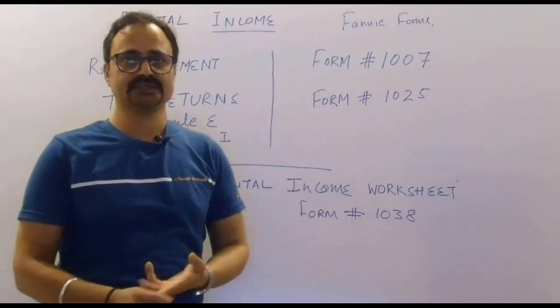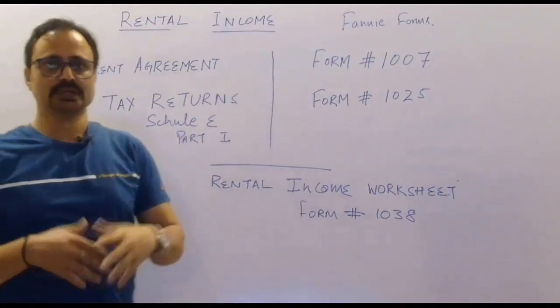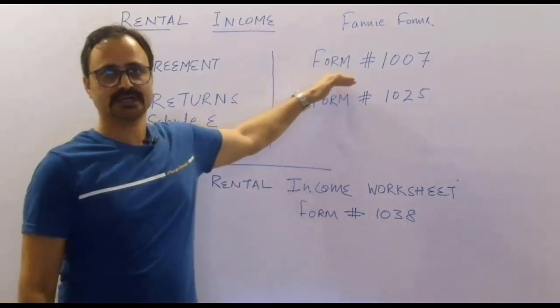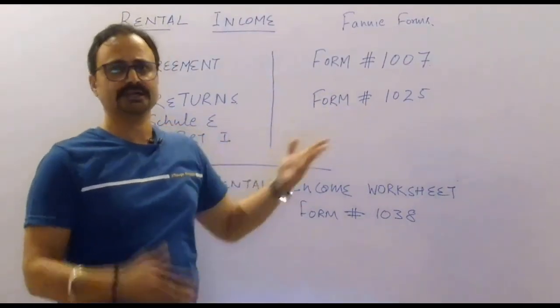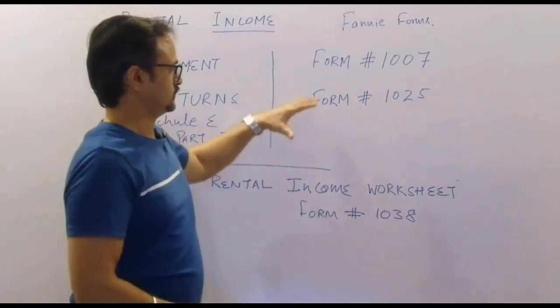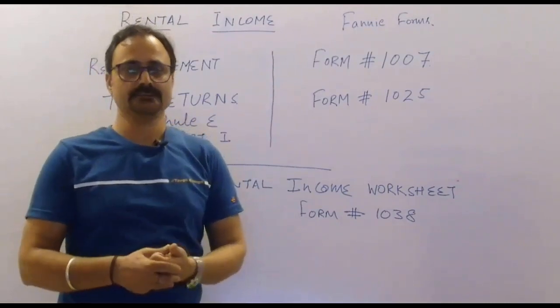Mostly you must have seen, sometimes you receive a rental agreement, sometimes you calculate income from tax returns, sometimes you might have to go for 1007, and sometimes you receive form number 1025, that is known as appraisal, right? But why do all these documents not appear on a single file, right?